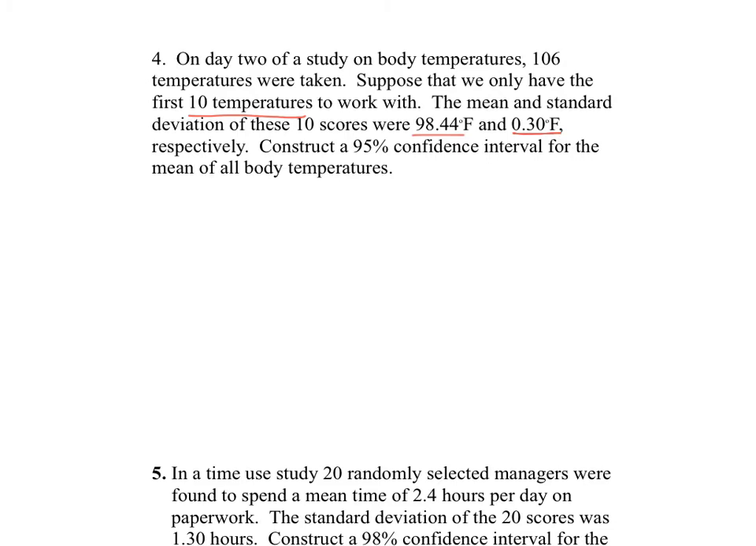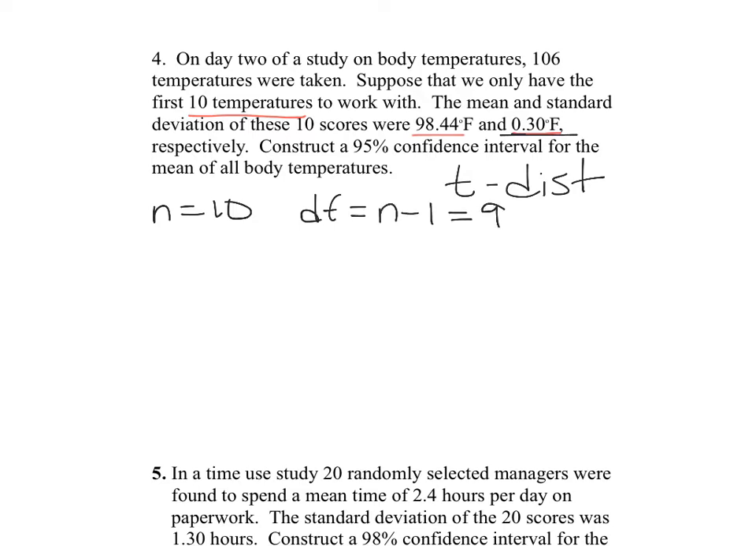So in this case, we're going to be using a t-distribution. Why? Well, because we don't know the population standard deviation, however, we do have the sample standard deviation S, or 0.3. So let's set this up. N is equal to 10. Degrees of freedom in this case, or n minus 1, are equal to 9. X bar is equal to 98.44. And S is equal to 0.3. And we're looking for a confidence level of 95%.